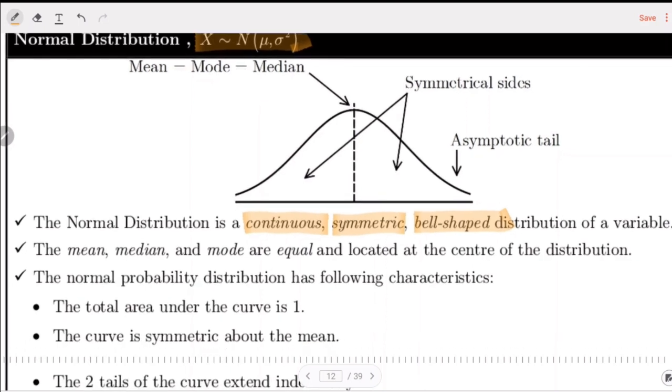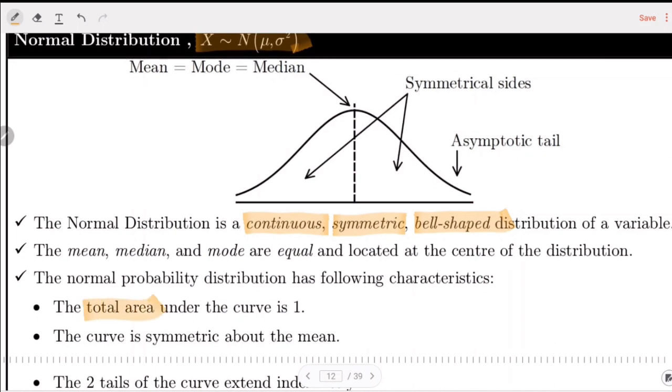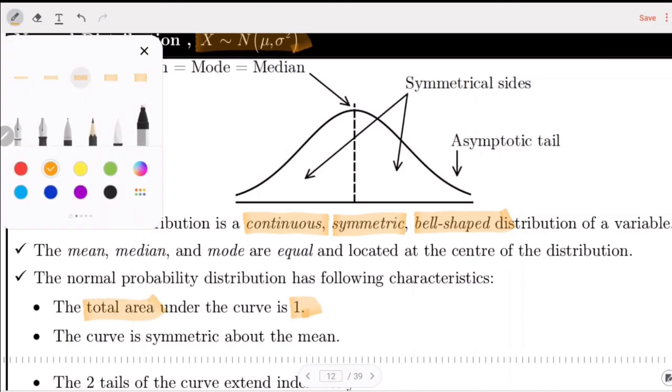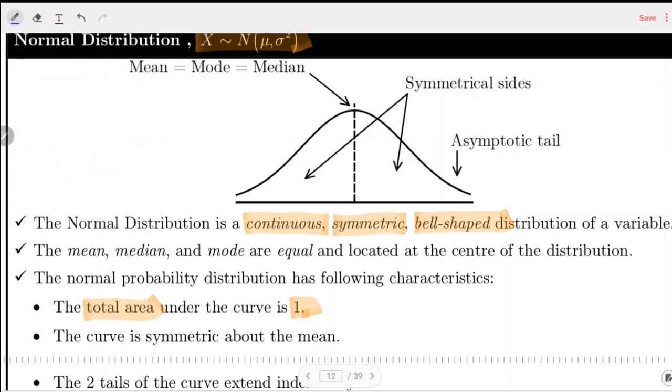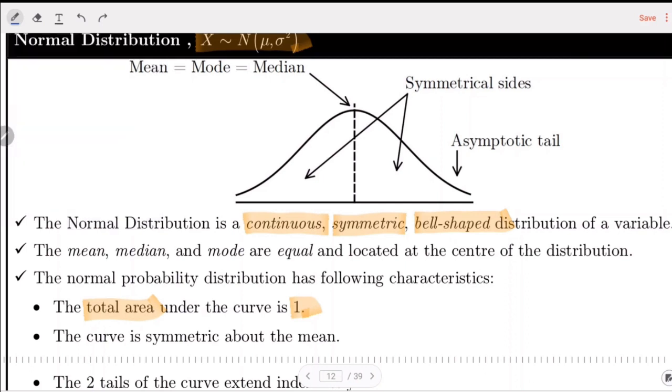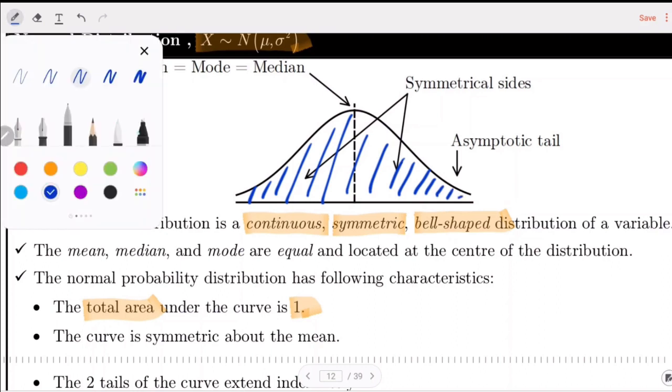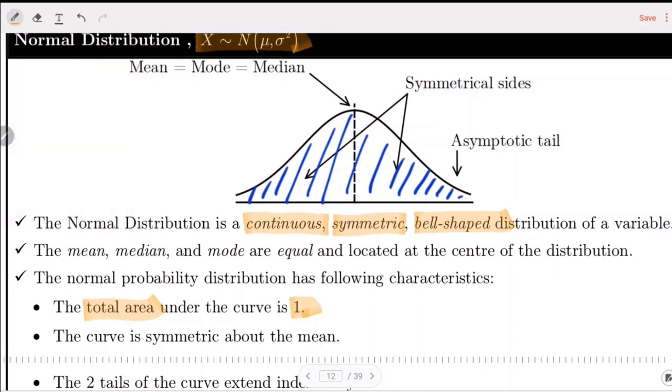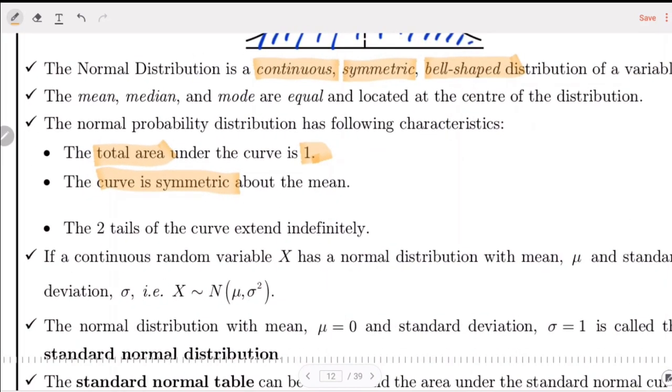The first one is the total area under the curve is 1, which means the shaded region, the area under the curve, is equal to 1. Then the curve is symmetric about the mean. The two tails of the curve extend indefinitely.